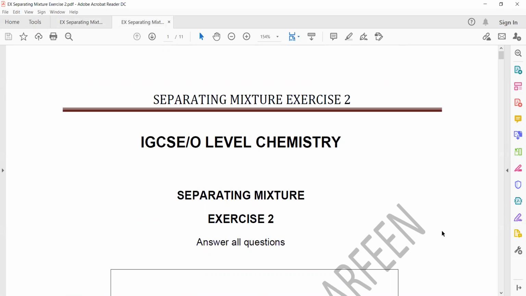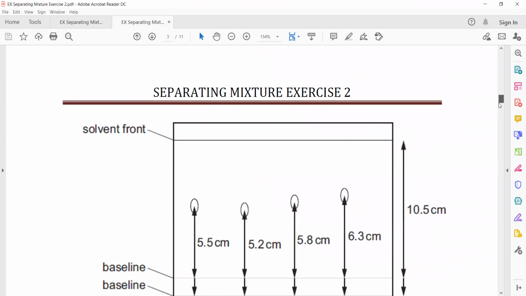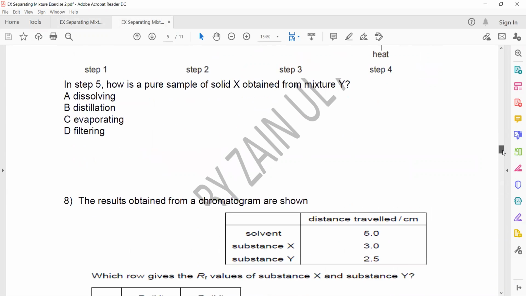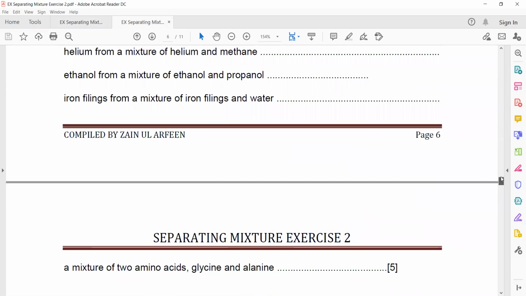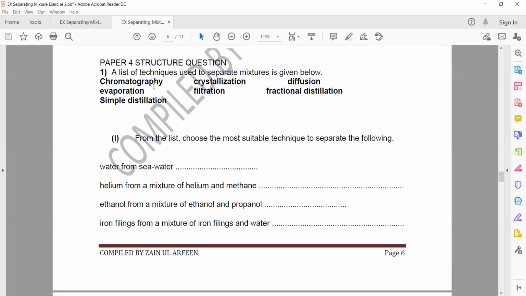Okay, this is exercise 2. This will be a weekly homework I will share after the class, but some questions we will solve from this. In the question, a list of techniques used to separate a mixture is given below: chromatography, crystallization, diffusion, evaporation, filtration, fractional distillation, and simple distillation. From the list, choose the most suitable technique to separate the following.